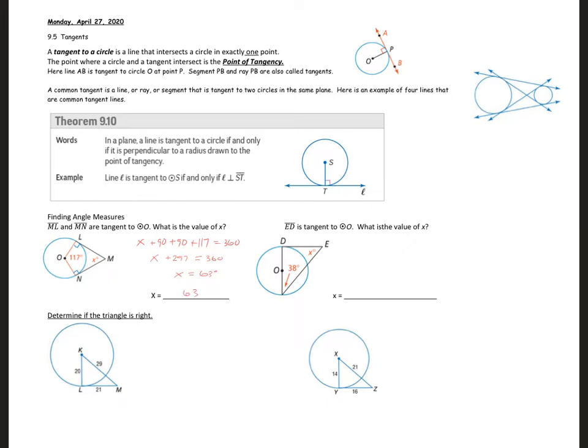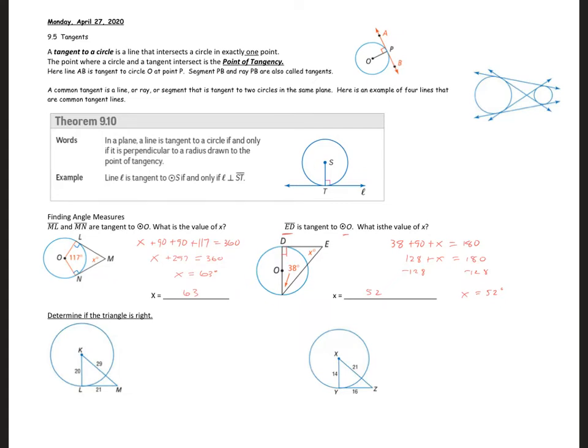In the second example, I know that segment ED is tangent to circle O. They want me to find the value of x. If it is tangent, we know that this angle right here, angle ODE, is 90 degrees. So 38 plus 90 plus x, and because it's a triangle, I'm going to set it equal to 180. So 180 minus the 128 is going to be 52 degrees. And you guys are going, where did I get the 128? 38 plus 90 is 128. Now I'm going to subtract the 128 from both sides, and I get that x is equal to 52 degrees.